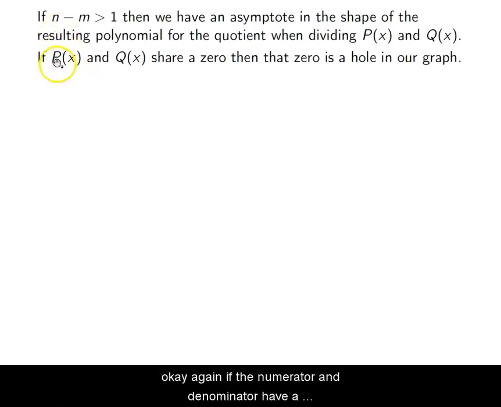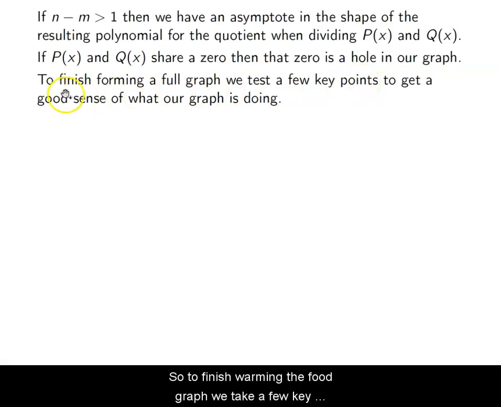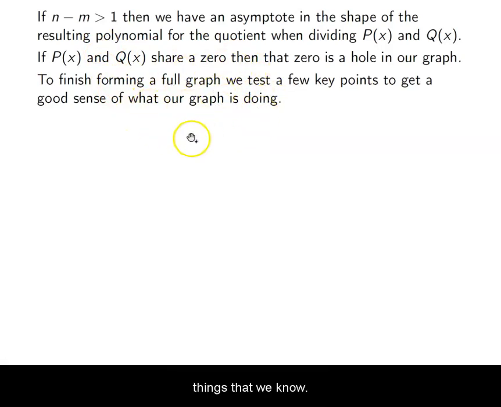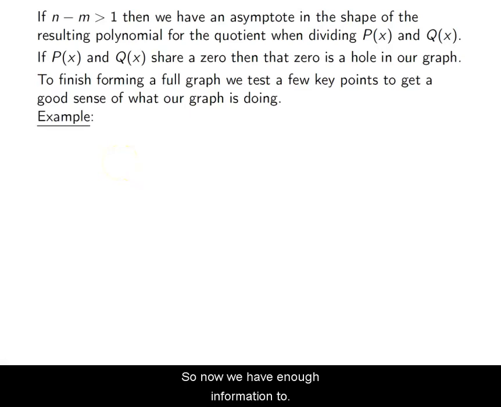Again, if the numerator and denominator have a shared zero, then that zero is a hole. We call it a hole. So to finish forming a full graph, we take a few key points, just like we do with polynomials, so that we can have a good idea of what's going on in between the zeros and the asymptotes and the holes and all those other things that we know. So now we have enough information to graph all of our stuff together.